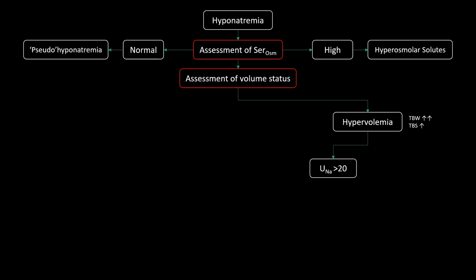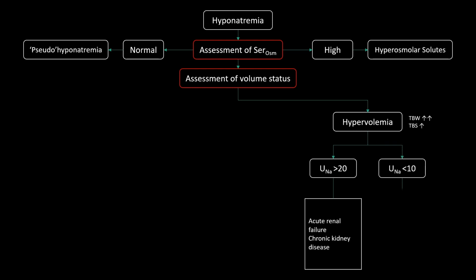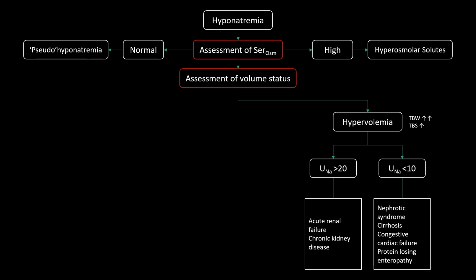If the urinary sodium is more than 20, it is renal failure, either acute or chronic. But if the urinary sodium is less than 10, then the causes are congestive cardiac failure, cirrhosis, nephrotic syndrome, protein losing enteropathy, all of those things. And we can differentiate between individual conditions by the specific cardinal features. On the other hand, if the patient is having euvolemic hyponatremia, the prototype condition is syndrome of inappropriate ADH secretion, and we learnt about some other conditions also.